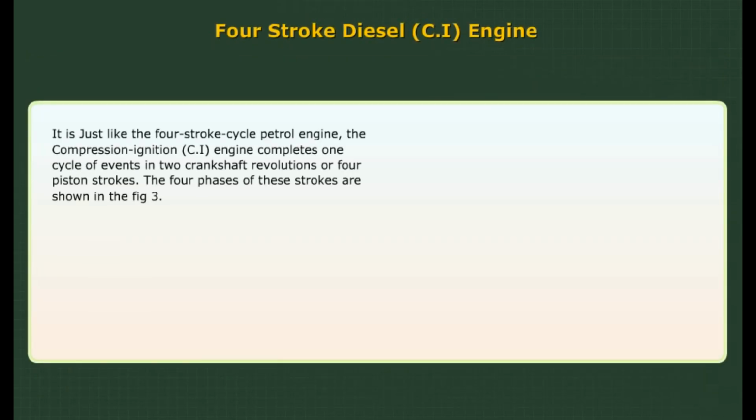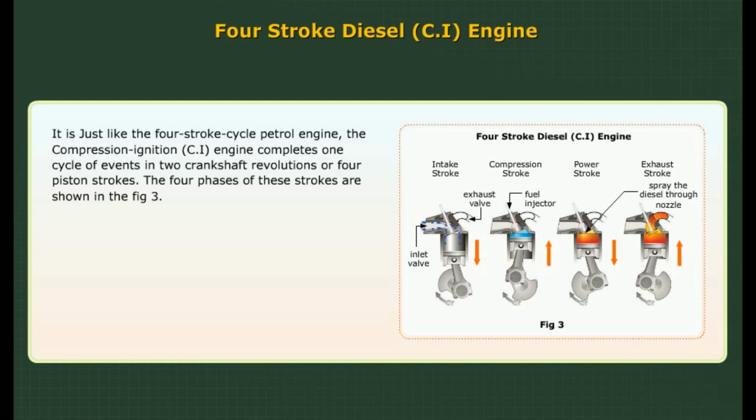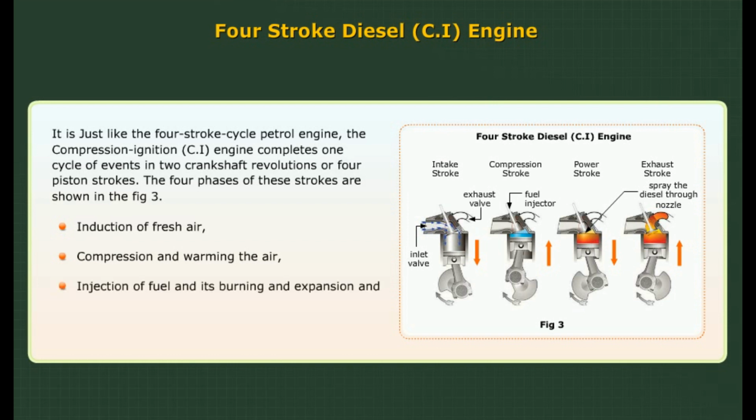4-stroke diesel engine. It is just like the 4-stroke cycle petrol engine. The compression ignition CI engine completes one cycle of events in 2 crankshaft revolutions of 4 piston strokes. The 4 phases of these strokes are shown in the figure 3. Induction of fresh air, compression and heating of this air, injection of fuel and its burning and expansion, and expulsion of the products of combustion.